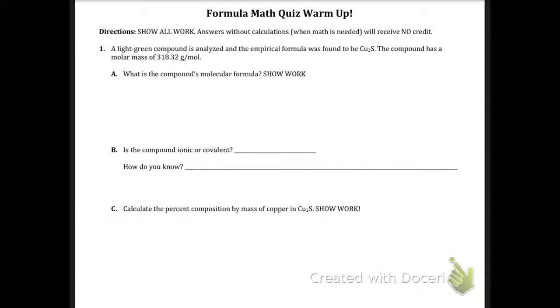This is your third quiz warm-up. It's a formula math quiz. So let's start with number 1.